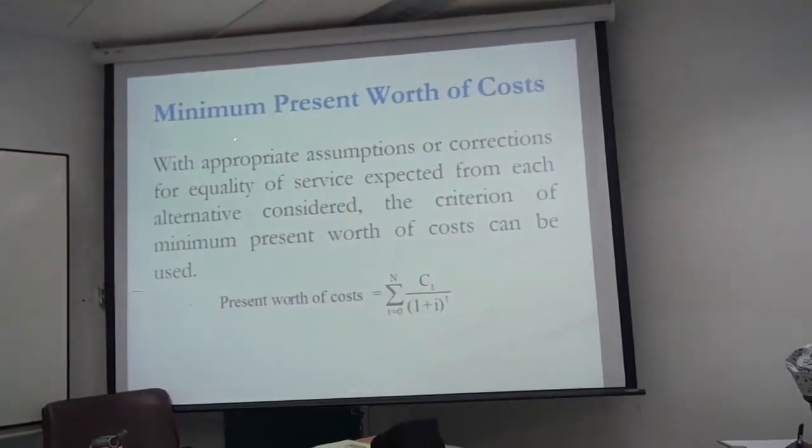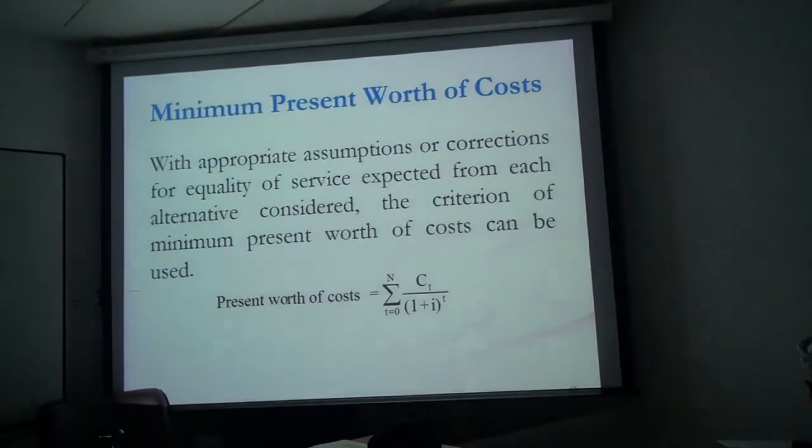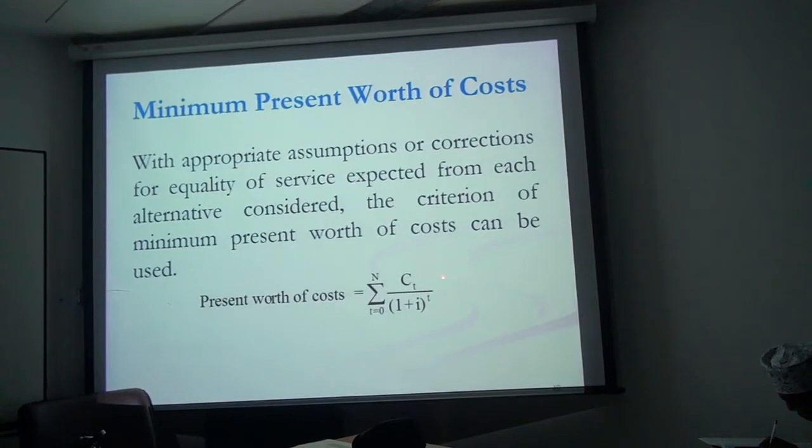The next is minimum present worth of cost. If the revenues are equal, then you can have only discounted costs and you look for the least cost option, as we have done for the pumps example here. That was the least cost option. This is the same thing over here: present worth of cost, discounted costs, and take the one which has the least cost, that is your choice.